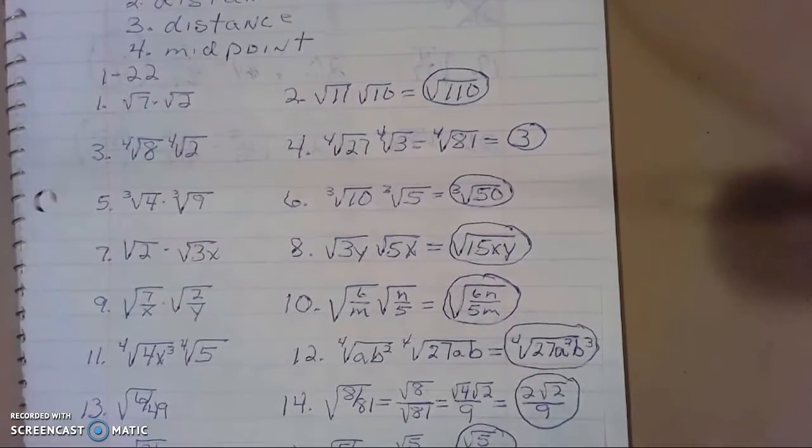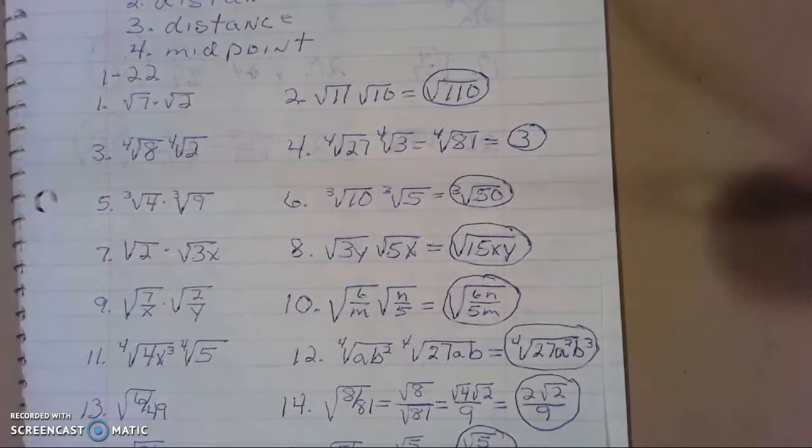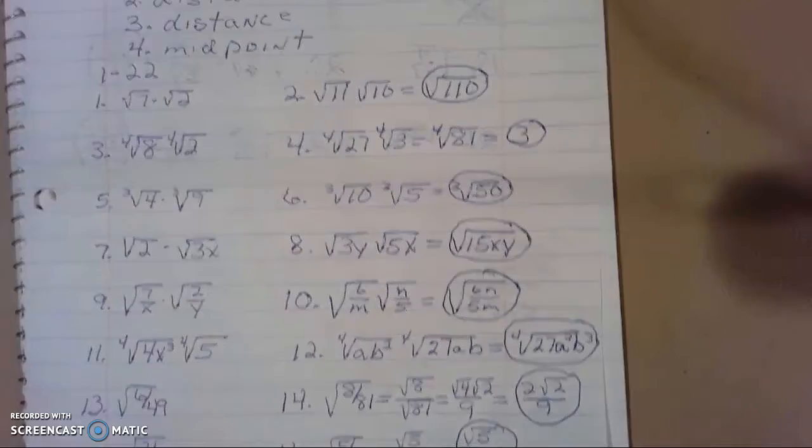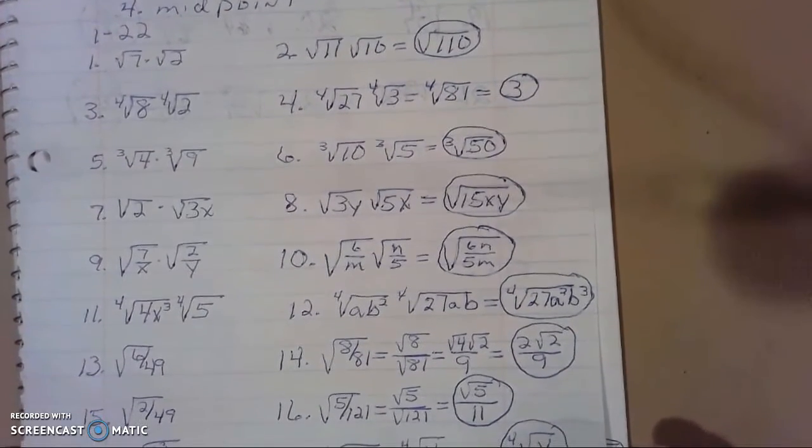Number 11, fourth root of 4x cubed times the fourth root of 5. 12, fourth root of ab squared times the fourth root of 27ab is the fourth root of 27. 1 times 27 is 27. A times a is a squared. And b squared times b to the first is b cubed. So the fourth root of 27, a squared b cubed.